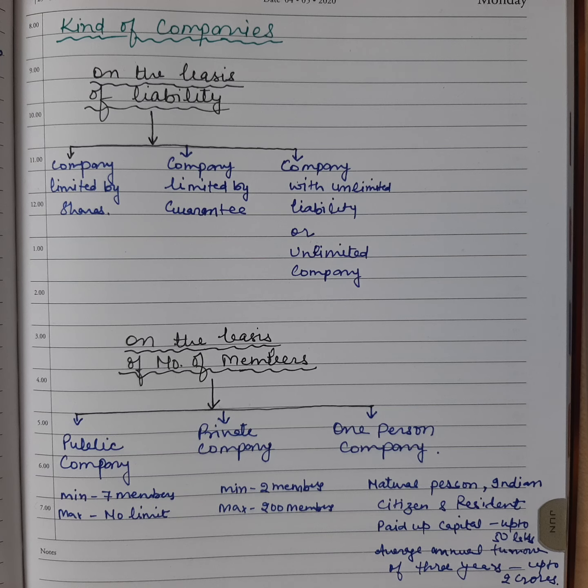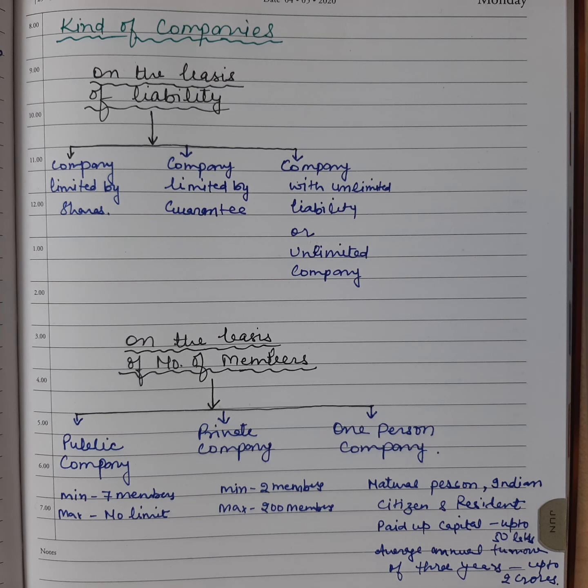On the basis of number of members, a company can be divided into a public company, a private company, or a one-person company. A public company is a company in which there are a minimum of 7 members and there is no limit on the maximum number of members it can have. For example, Reliance has lakhs of members. In a private company, the minimum is 2 members and the maximum is 200 members.